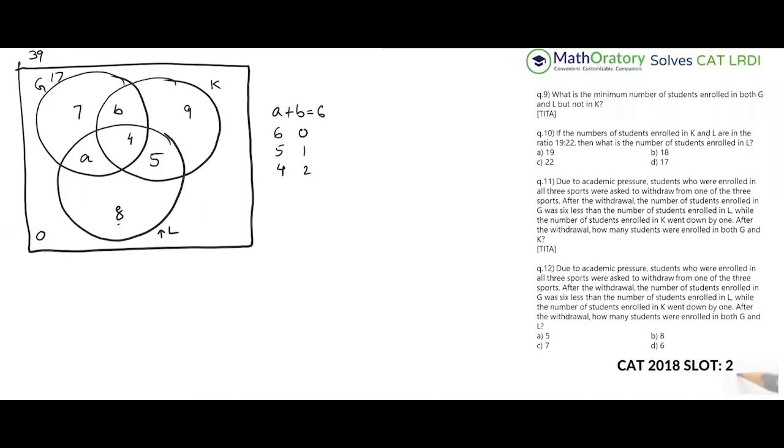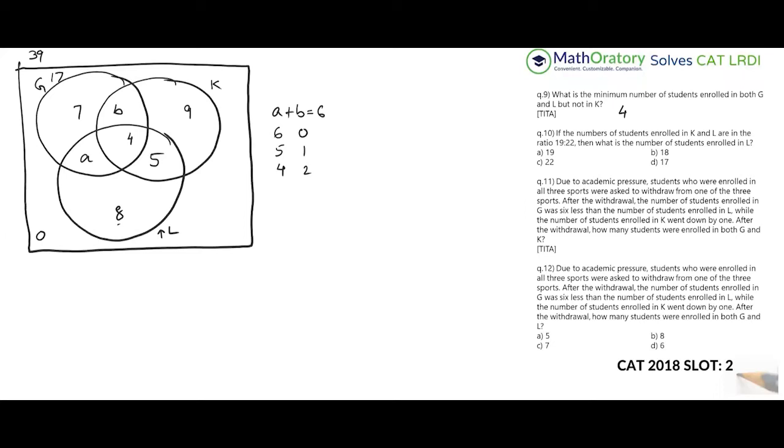Okay, question number 9. What is the minimum number of students enrolled in both G and L, but not in K? So both G and L, but not in K is this, right? A. And we are looking for what is the minimum value of A. So we know already the possibilities of A. The minimum value of A has to be 4. So that is the answer for this question.